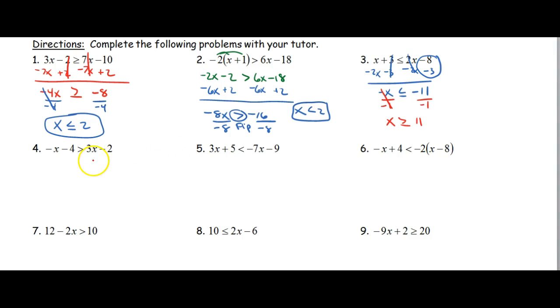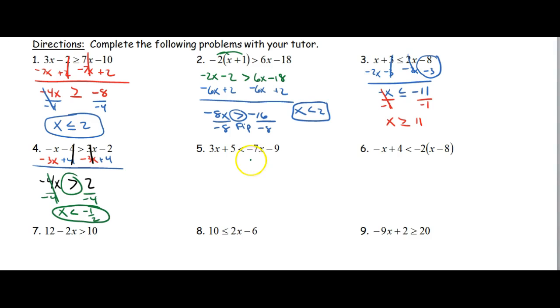Number 4, I do not have my variables on the left side, so I subtract 3x. Line it up under the like terms. My constants, I have to add 4 to both sides to get my constants on the right side. So we end with negative 4x is greater than 2. So now, to get rid of negative 4, I go ahead and divide by negative 4. And when I do that, I get x. I do have to flip it. It becomes less than negative 1/2.